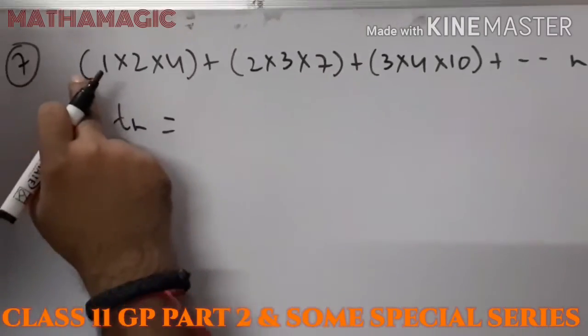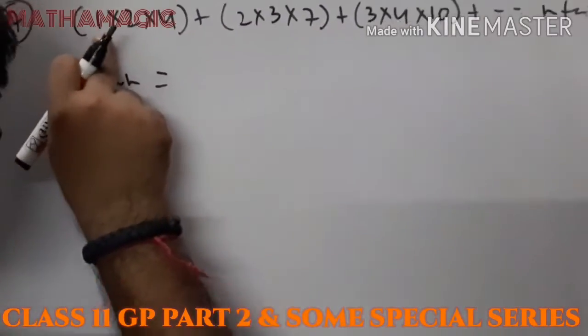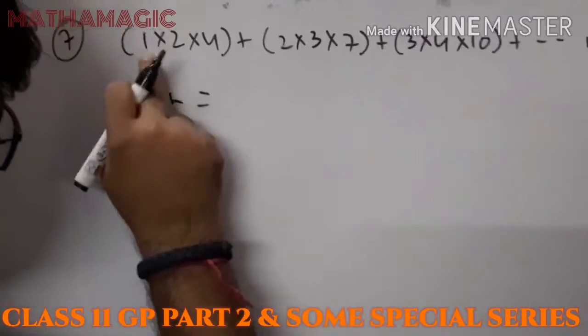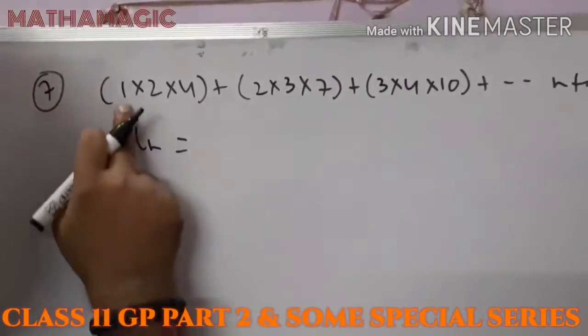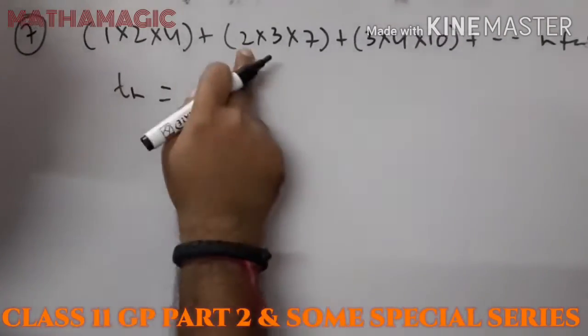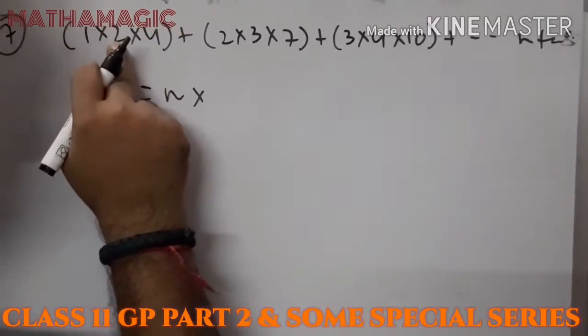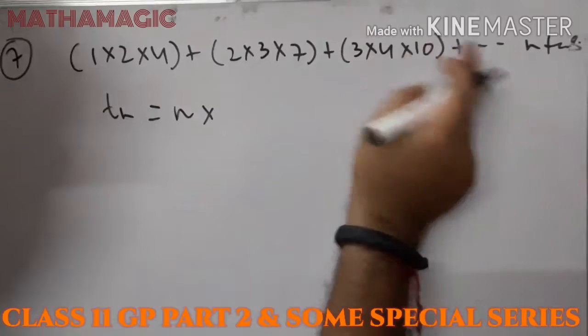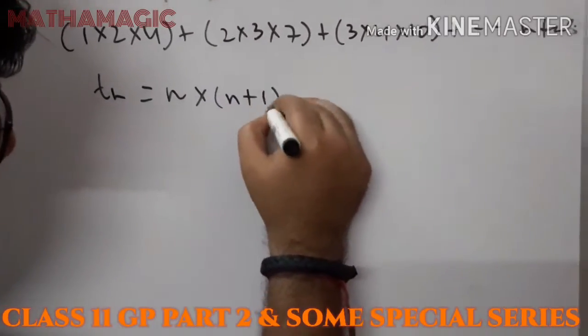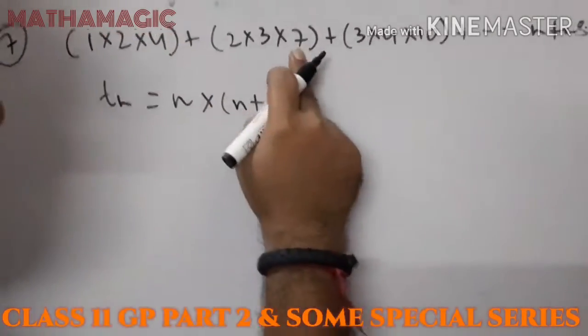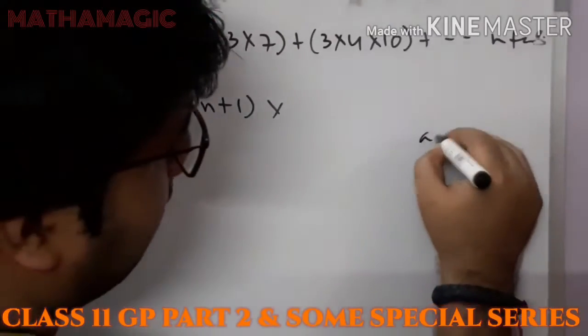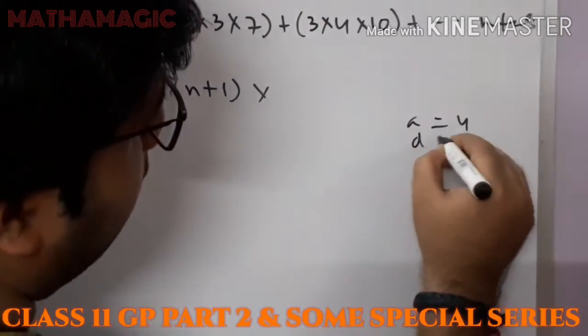So in order to find the Tn, we have to check that this is a particular series, this is a particular series, this is a particular series. Now for this series we have 1, 2, 3. So the nth term will be n. For this series it will be 2, 3, 4. That means it will be n plus 1. Now for this series it is 4, 7, 10. Now we can just find that a equals 4, d equals 3.